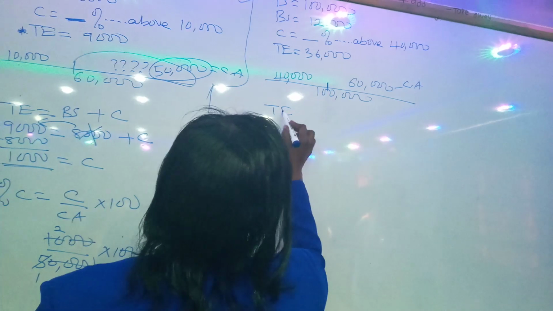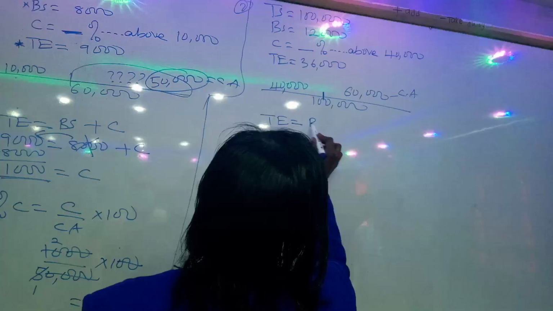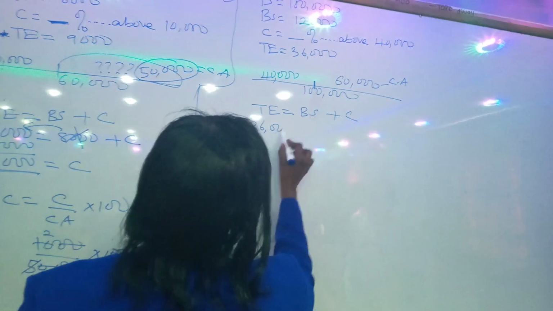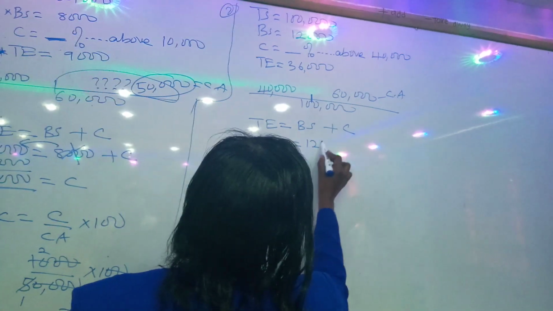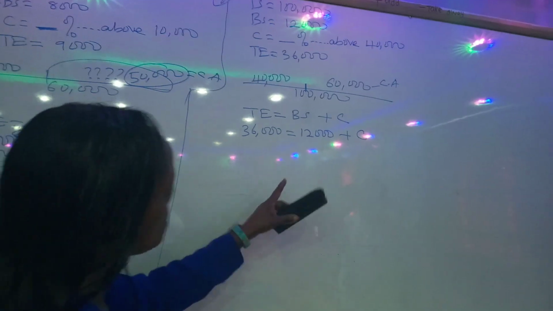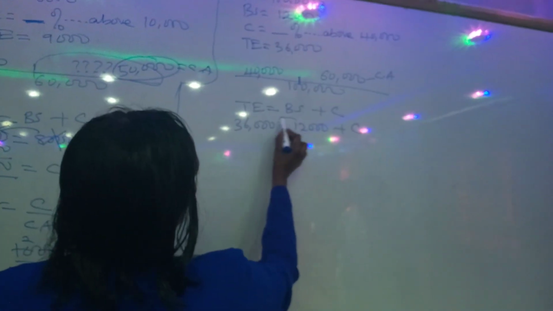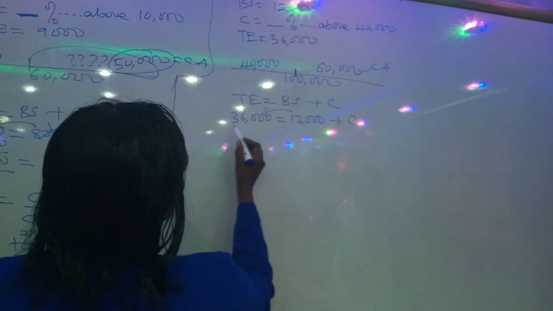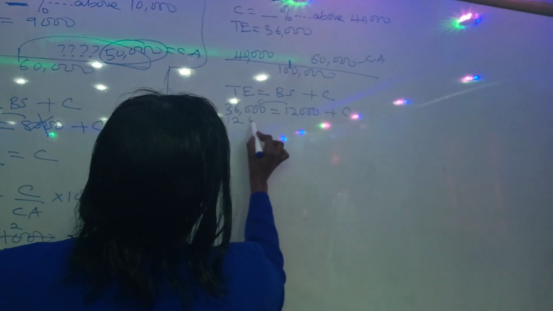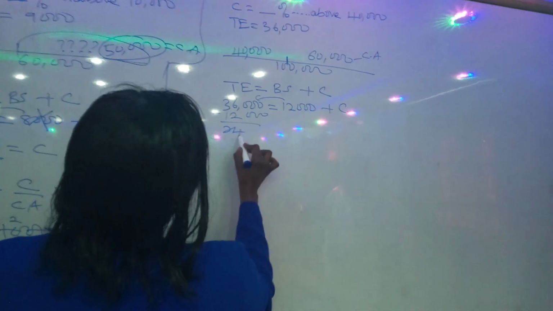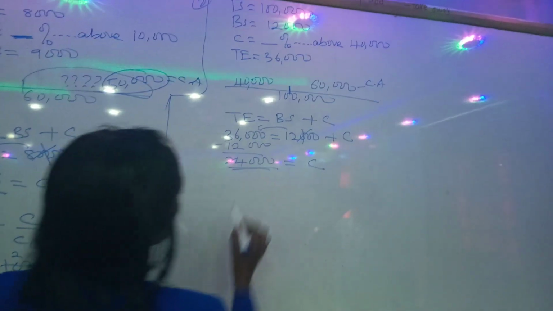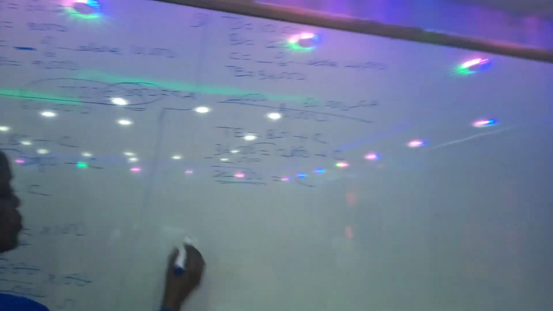That's number 1. Point number 2. Where did his total earnings come from? It came from basic salary plus commission. So his 36,000 came from 12,000 plus a certain commission. Our simple equation again gives us the value of C. You bring this one this side, it becomes a minus 12,000. So this is 24,000, which becomes our C. This now is the commission.